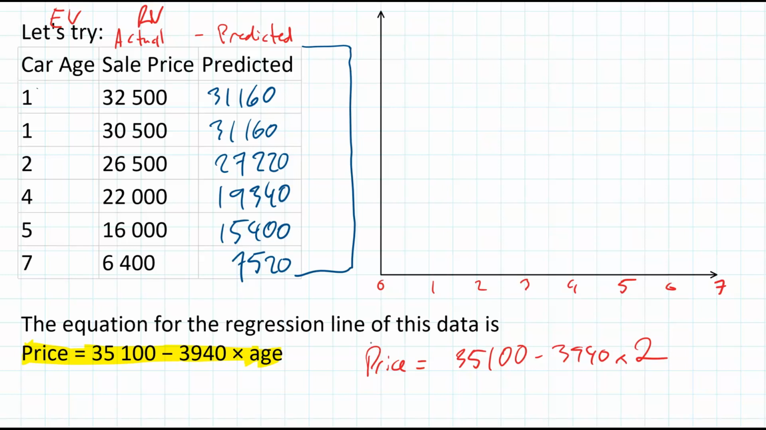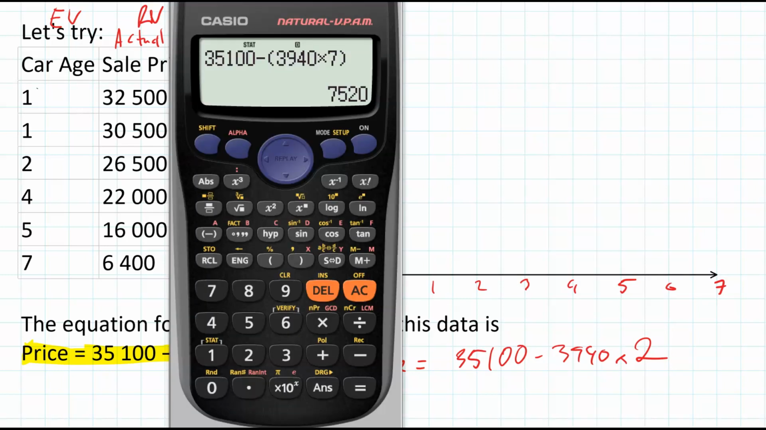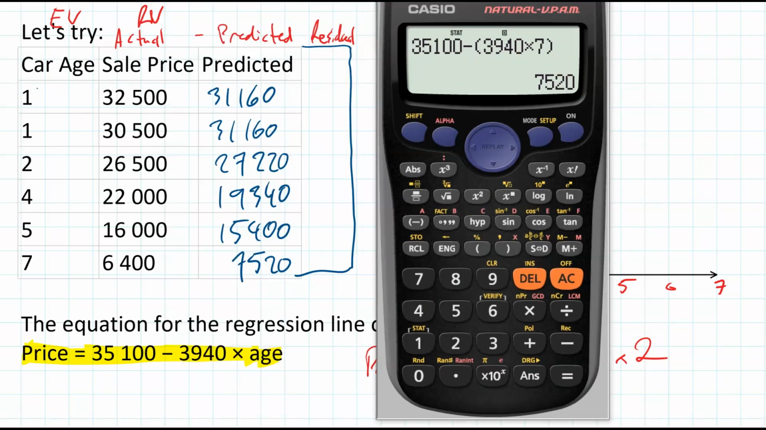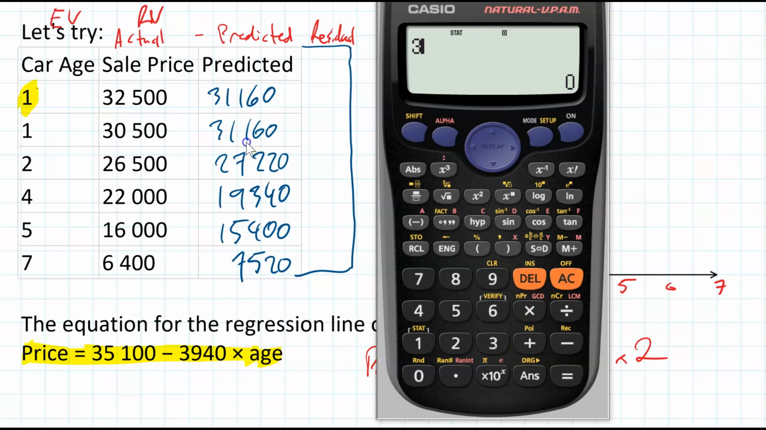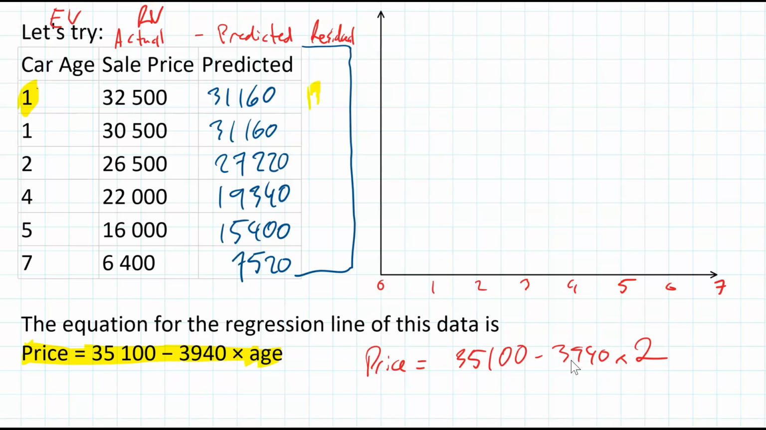Okay. Now what I want is to work out the residual. So I need to add another one. What's the residual? The residual is the actual take away the predicted. So let's do it. For number 1, we've got 32,500 take away 31,160. That's the sale price, the actual data we had, take away what the prediction is. So our residual is 1,340.